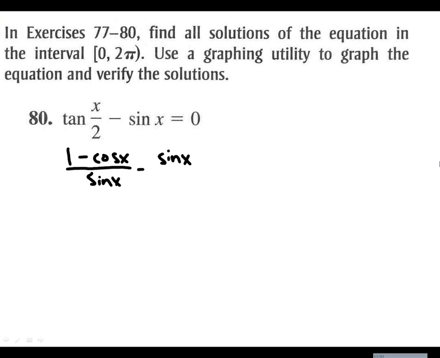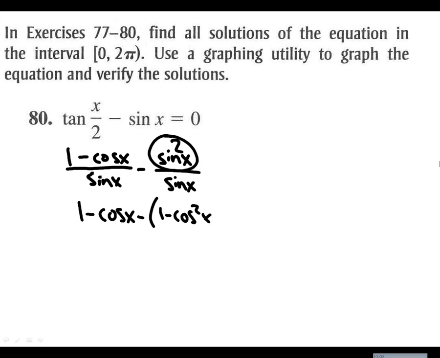And since we're going to subtract fractions, we're going to need a common denominator. If we put a sine x in the denominator, we need another one in the numerator. And then we can write this: 1 minus cosine of x minus, let's not write sine squared, let's jump straight to 1 minus cosine squared. So now we have all cosines in the numerator. We have a sine in the denominator, and that equals 0.